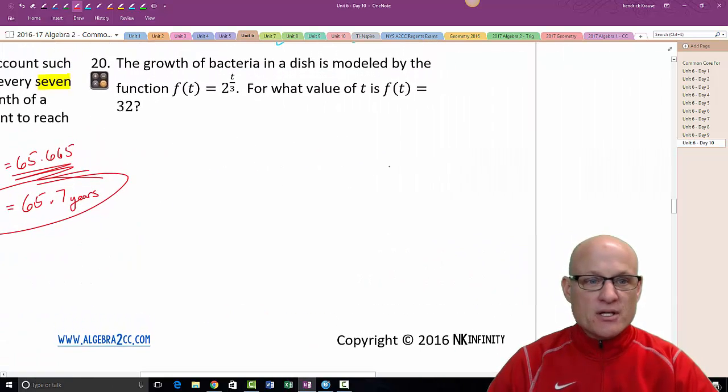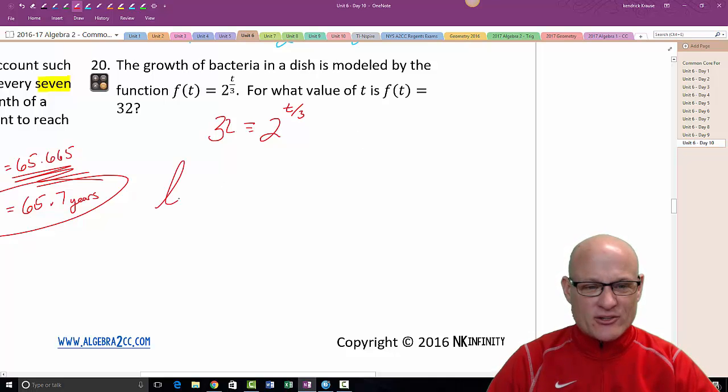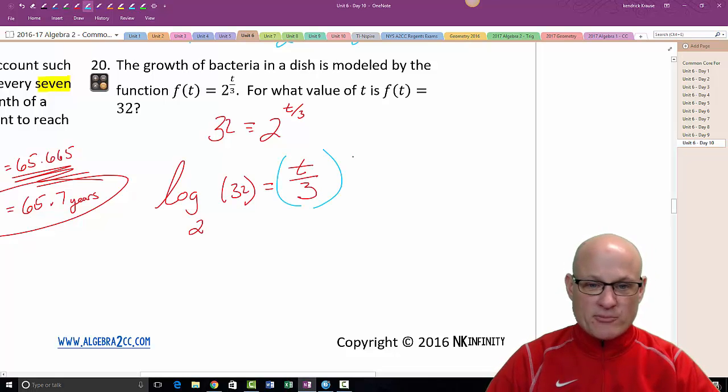Here we go. Bacteria grow by that formula. How about we use y equals 2 to the t divided by 3. For what value of t is f of t equal to 32? So instead of y, why don't we just put in 32? The exponent is already alone, so I can immediately turn this into logarithms. Log base 2 of 32 is equal to t over 3. Come back in, multiply both sides by 3.